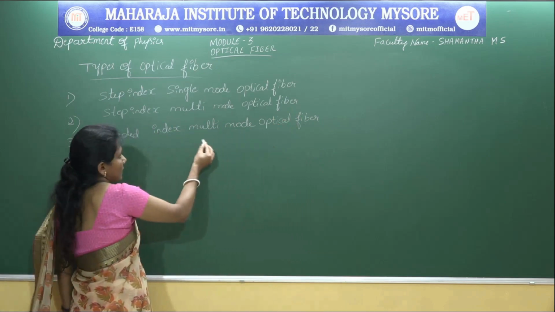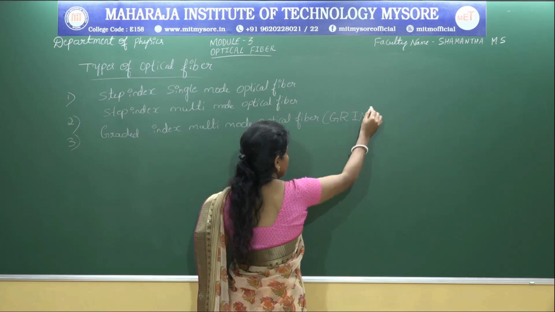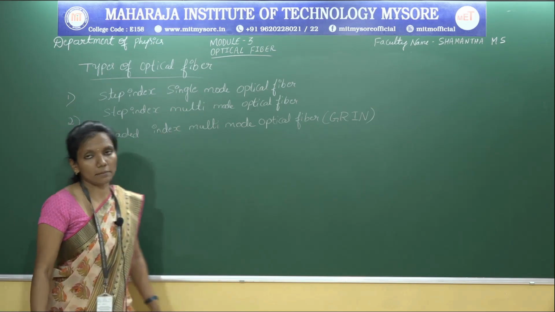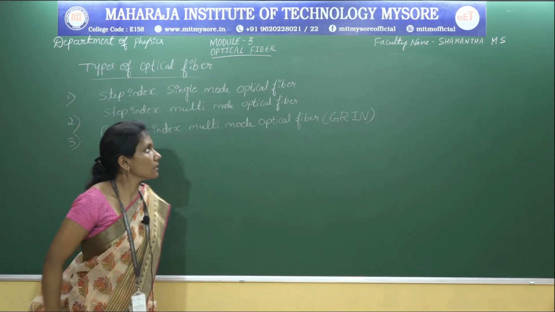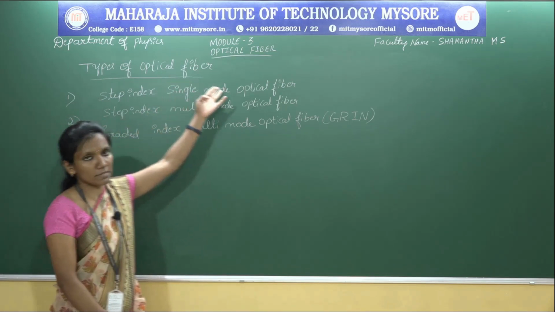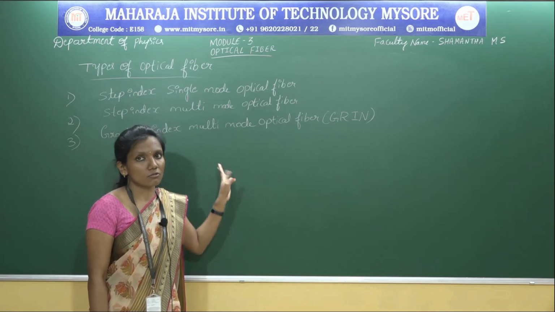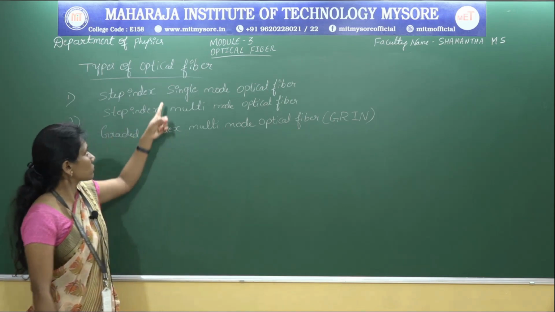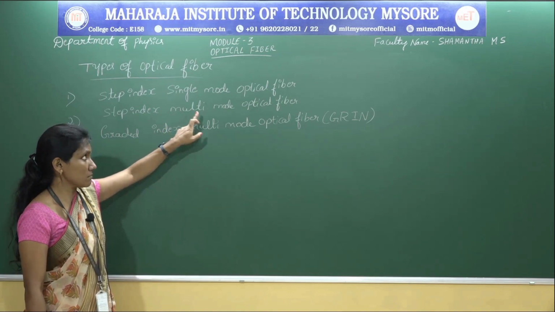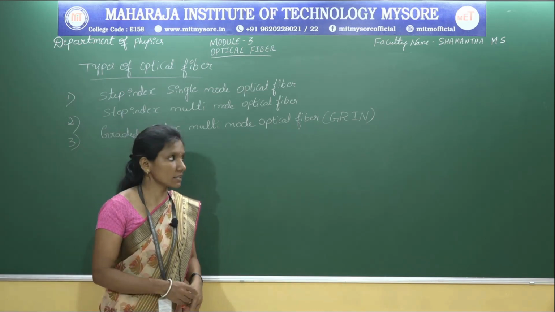So this is also represented by green. Like this, three different types of optical fiber are classified, based on the number of modes which can travel inside the optical fiber: step index single mode optical fiber, step index multi-mode optical fiber, and graded index multi-mode optical fiber. Now let us study them one by one.